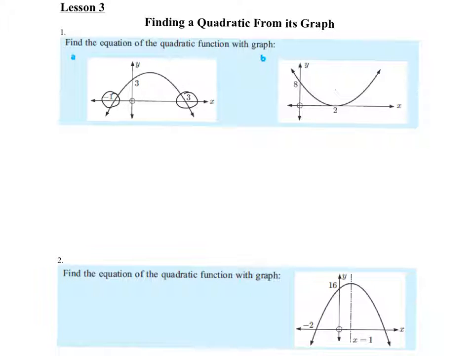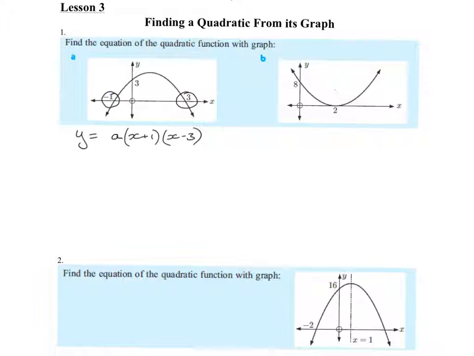To get those x-intercepts, I need a function that starts with y equals, and I need factors of x plus 1 to get x equals -1, and x minus 3 to get x equals positive 3. The only thing we don't know is what the coefficient of x squared is. So in other words, there could be a number out here called a that we can multiply everything by. We just don't know what a is.